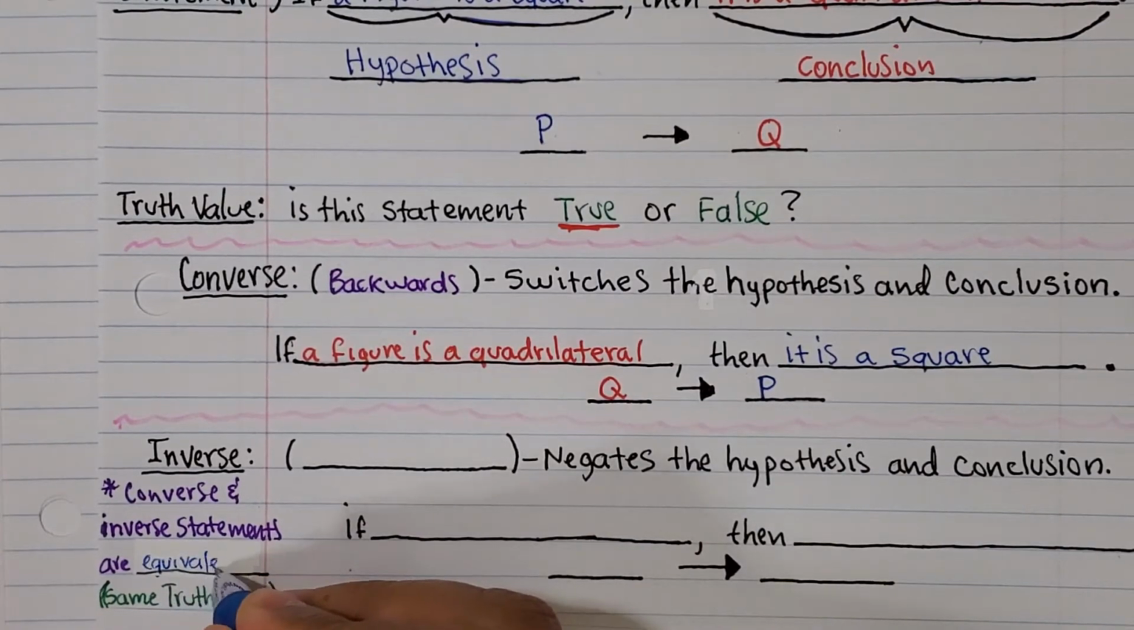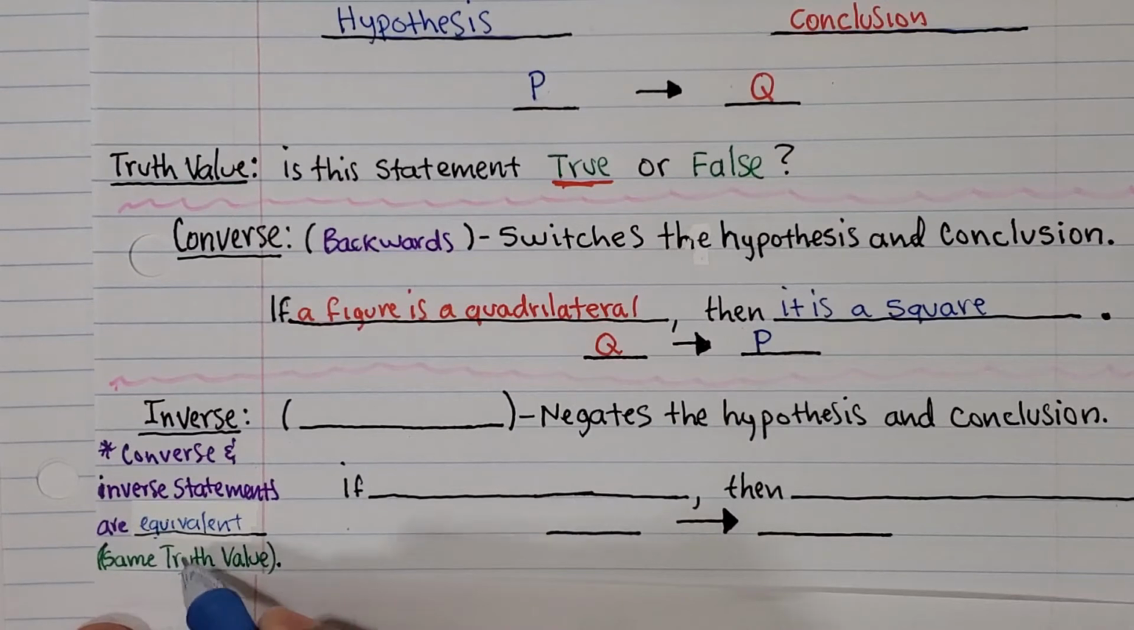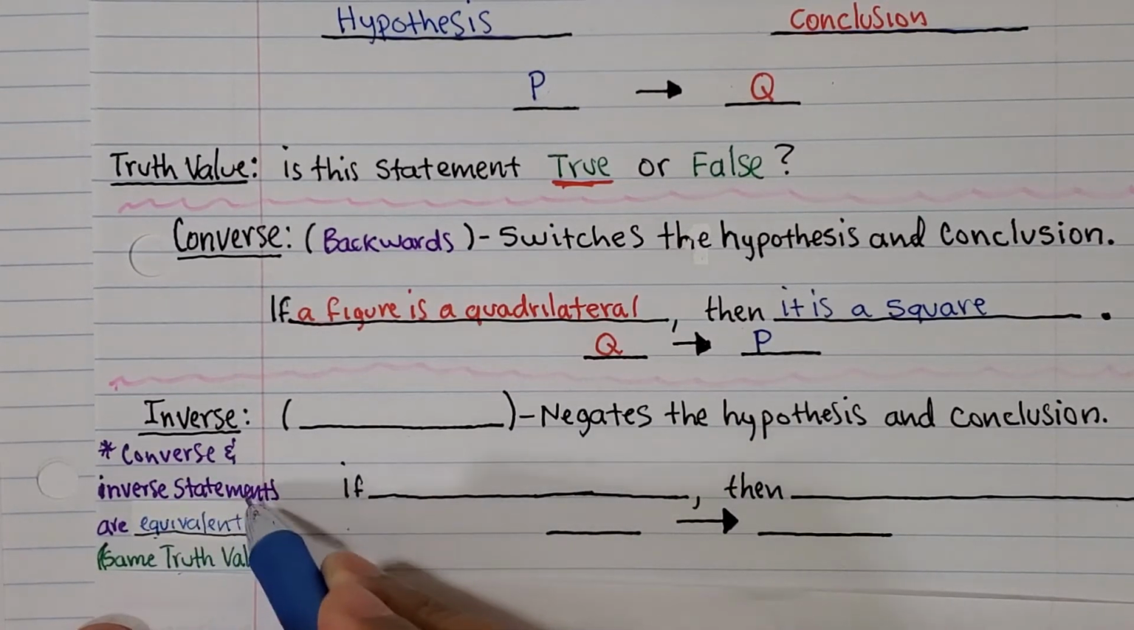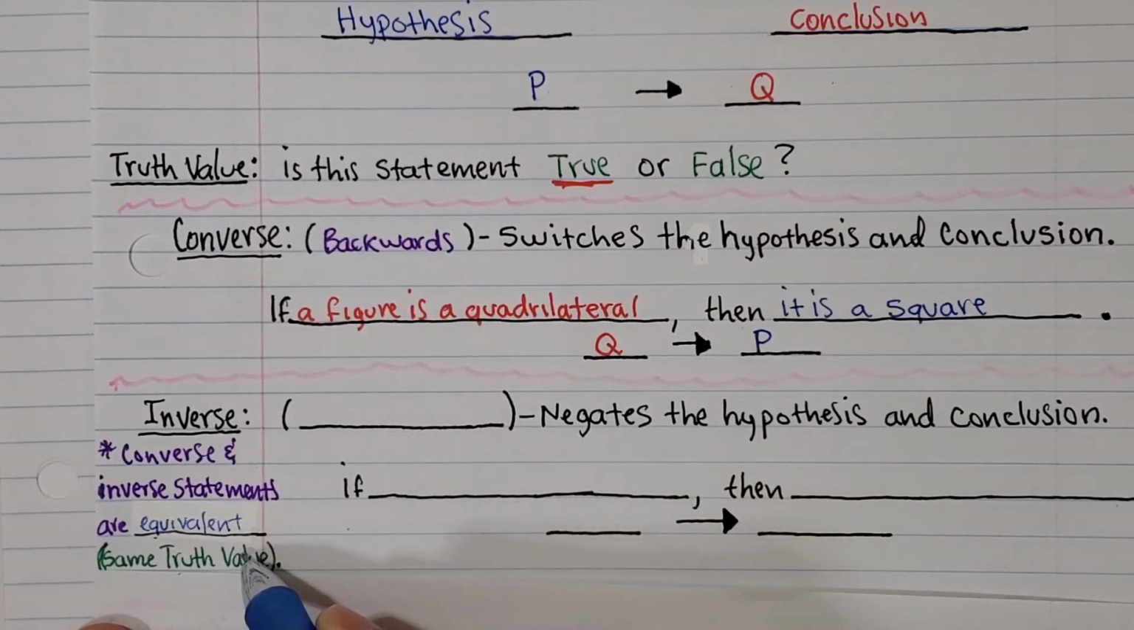Equivalent just means that they have the same truth value. So if the converse is false, then the inverse is false. If the converse is true, then the inverse is also true. Okay, so just keep that in mind.